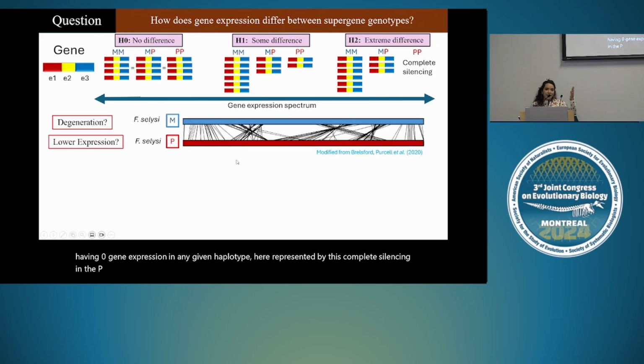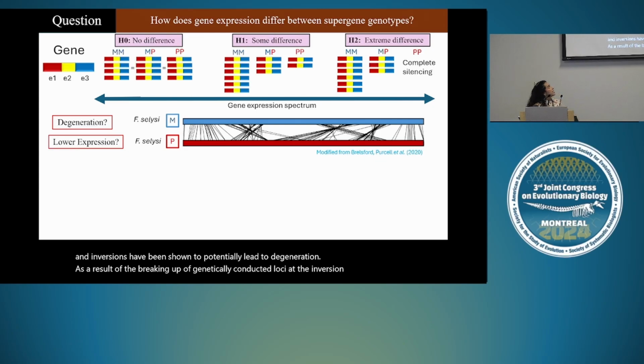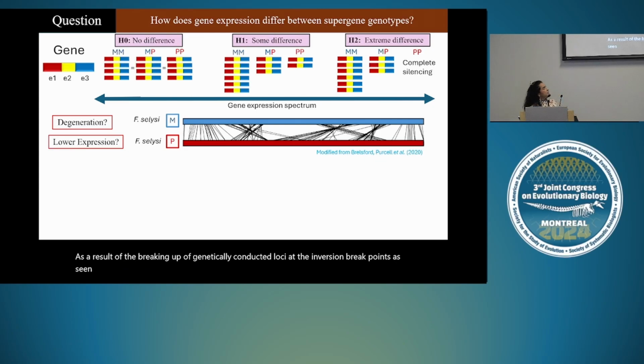The reason we might suspect complete silencing in the P homozygote is because, again, the P supergene was formed by inversions. Inversions have been shown to potentially lead to degeneration as a result of the breaking up of genetically coadapted loci at the inversion breakpoints, which has been seen in other systems. So we were interested to see if there was some silencing going on.